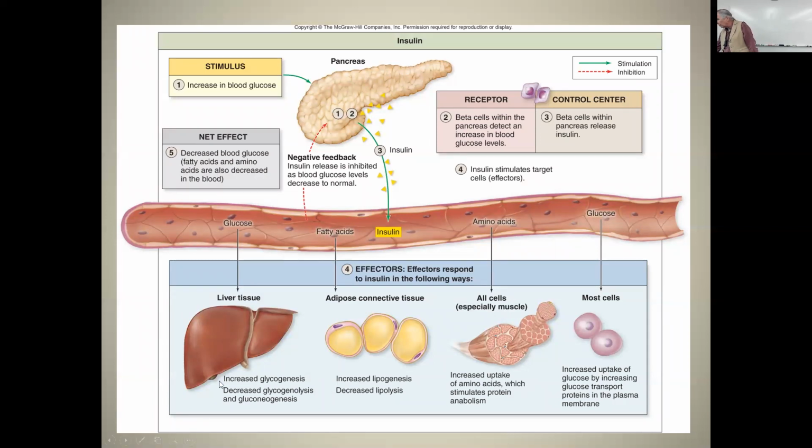It increases glycogenesis, making glycogen, and decreases glycogenolysis and gluconeogenesis. It increases lipogenesis, so if you have more glucose than you need, you're going to make fat out of it. It increases uptake of amino acids and stimulates protein anabolism in cells like muscle cells. And it decreases blood glucose by increasing glucose transport in the plasma membranes of most cells. Then when the glucose goes down, this is negative feedback that tells the beta cells to stop insulin, because the blood glucose is at the normal level.